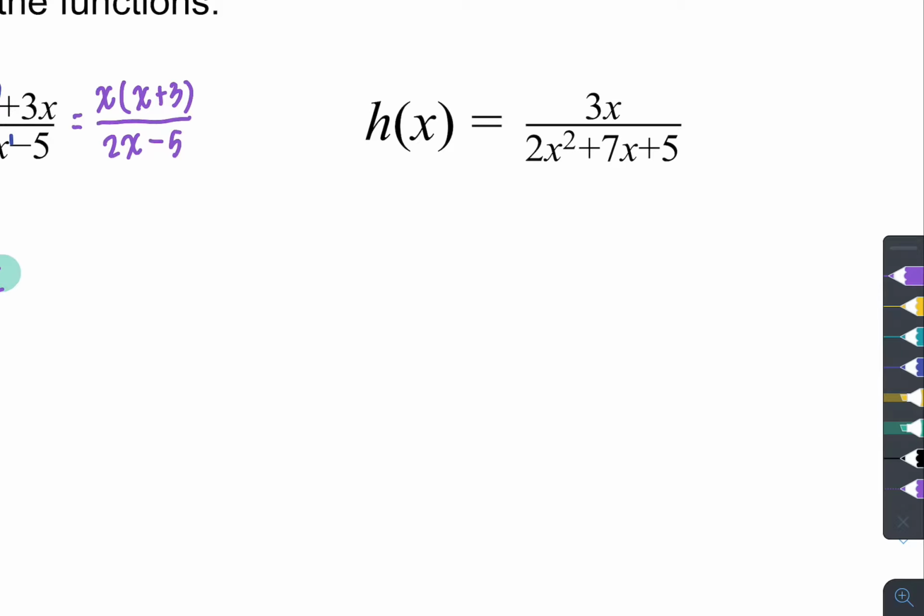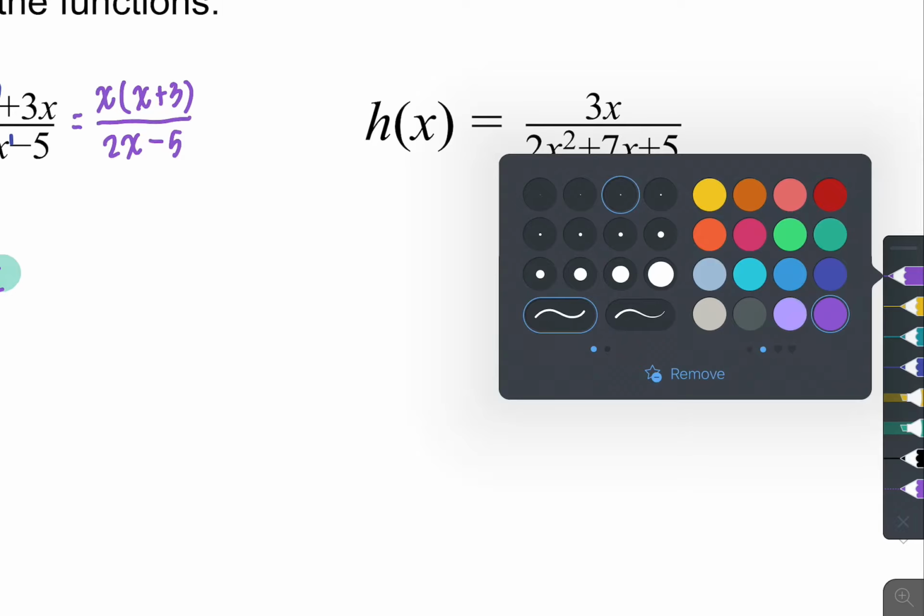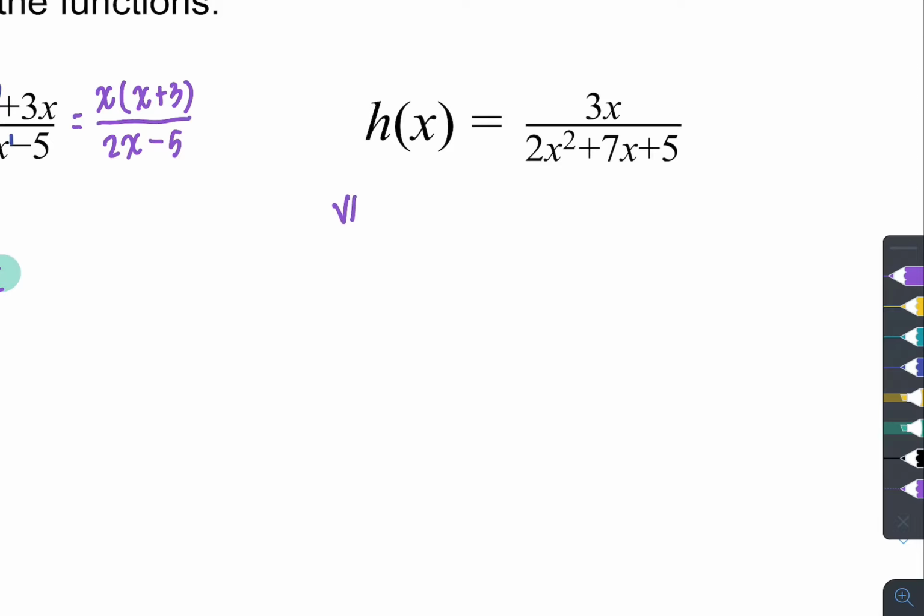All right, and then lastly here, I have 3x over 2x squared plus 7x plus 5. For my vertical asymptote, I need to set 2x squared plus 7x plus 5 equal to 0 and solve. I do have to factor. Go ahead and factor on your own.